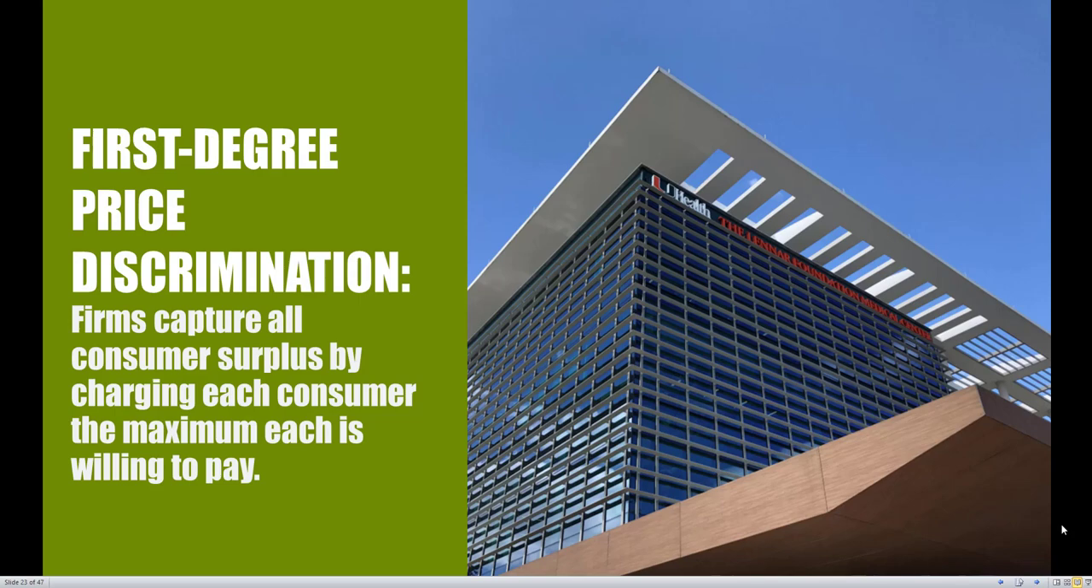What does first degree price discrimination entail? It shows that firms are going to be able to capture all consumer surplus by charging each customer the maximum each is willing to pay. So this is going to be the situation where the firm knows exactly what customers want to pay for the particular product, and they're going to be charging that maximum amount.